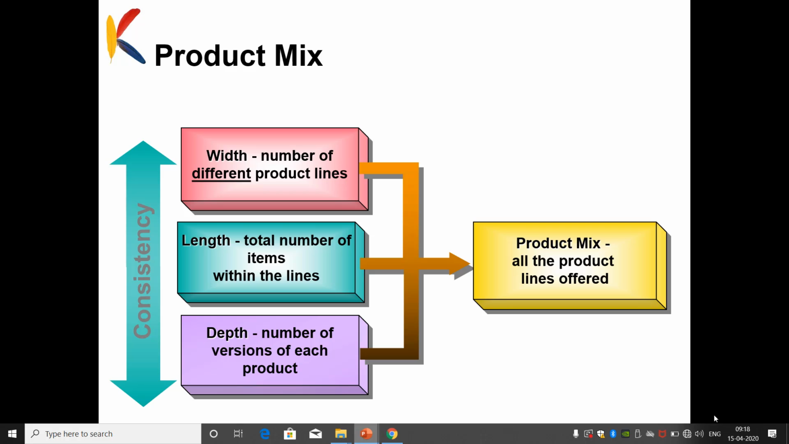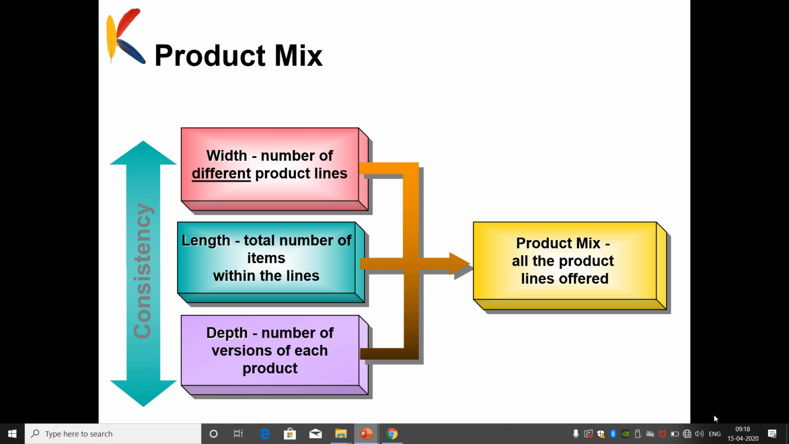Width is nothing but the number of different product lines, that is called product width. So for example, a company like HUL may have a product line like soaps, they may have a product line like toothpaste, and some product line like hair oil. So these are called different product lines, right? Then in each particular product line, what is the length? Length means the total number of items within that line. That means how many soaps they are offering in the soap category, right? Then comes the product depth. That means the number of versions of each product.